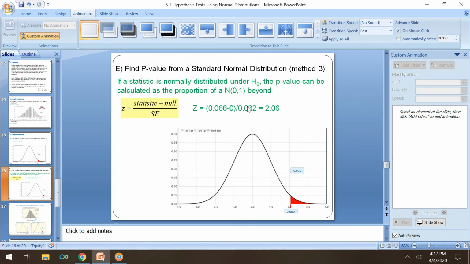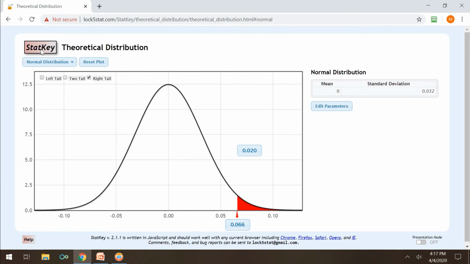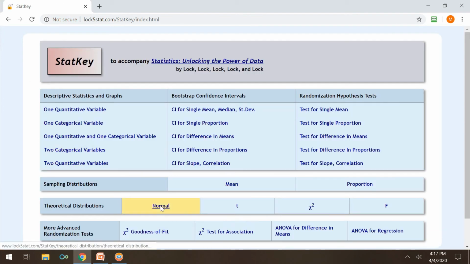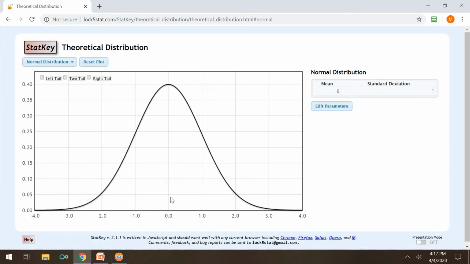Once you find the z-score, now you can actually find the p-value. So again, remember, you cannot find the p-value unless you convert your raw data into the z-score using this formula. So let's look at this. Let's go to StatKey one more time. And for standard normal, you will go into normal. You will keep these parameters the same. You still need the mean to be 0 and the standard deviation to be 1.